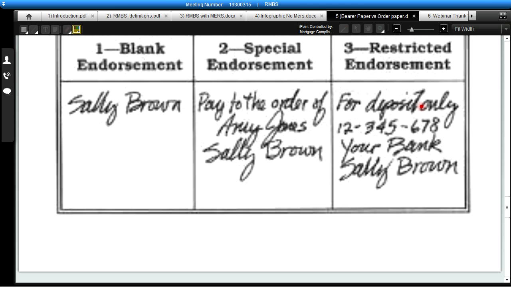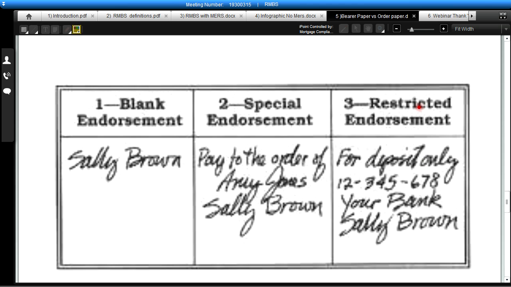Every one of these, again: blank endorsement, Sally Brown. Special endorsement, paid to the order of. Restrictive endorsement, for deposit only, without recourse.